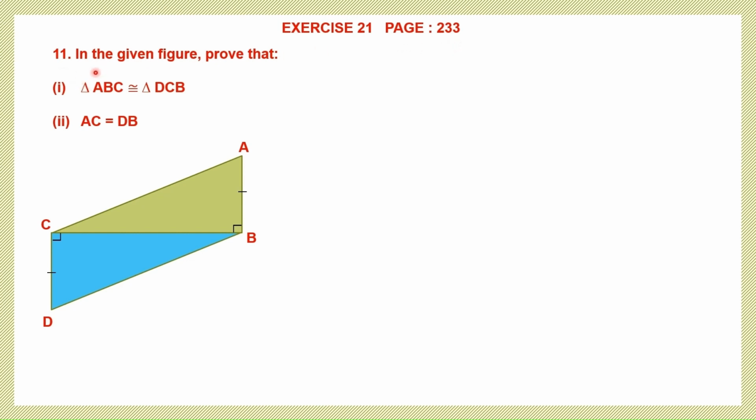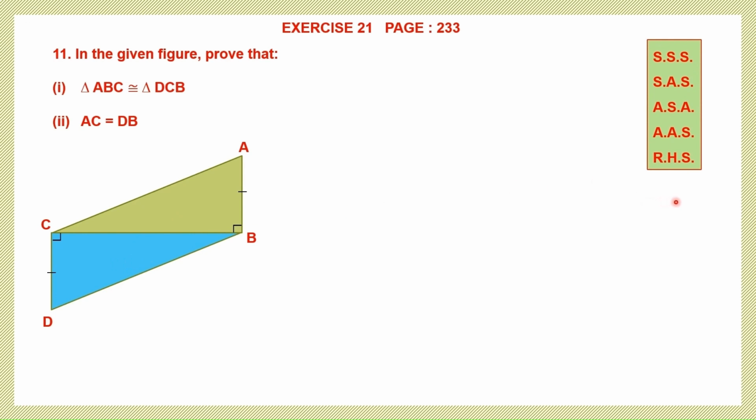Question 11. In the given figure, we need to prove that triangle ABC is congruent to triangle DCB, and we also have to prove that AC is equal to DB, these two sides. Okay, so first, now triangle ABC. This is the triangle ABC, the one in green, and triangle DCB, the one in blue. We have to prove that these two are congruent. So that is the first thing that we need to do.